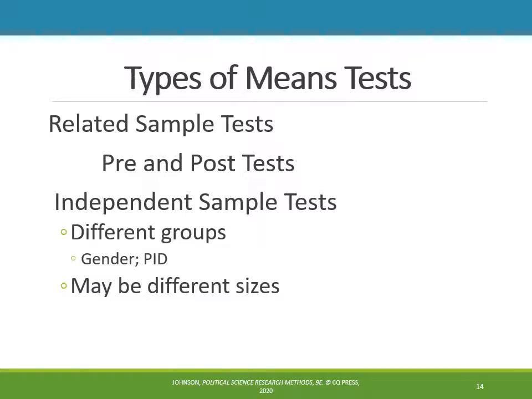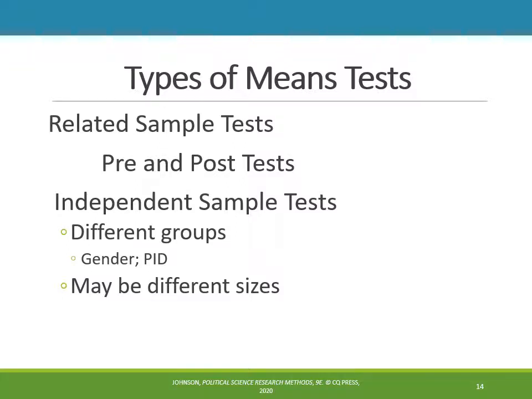In the independent samples test, instead of having a sample that is two separate measures for the same group of people, you have two separate measures for two different groups of people. And one way you see this happening is along the lines of demographics. Let's say you want to divide your group up into men and women. So you want to see if there's a statistically significant difference between men and women.